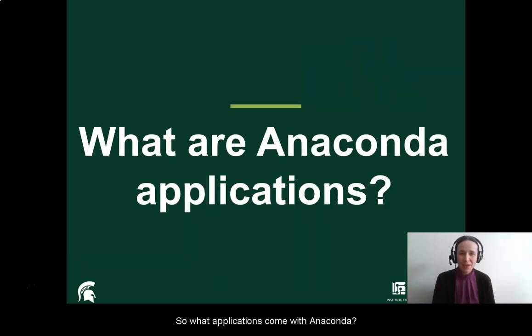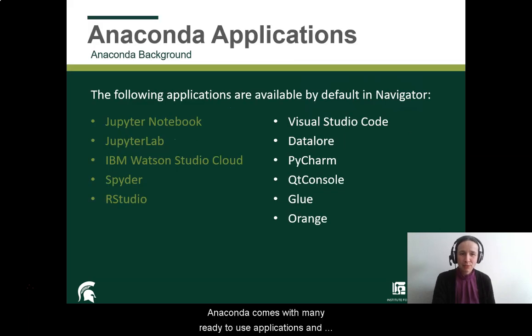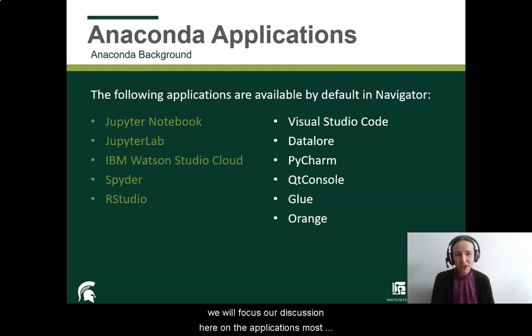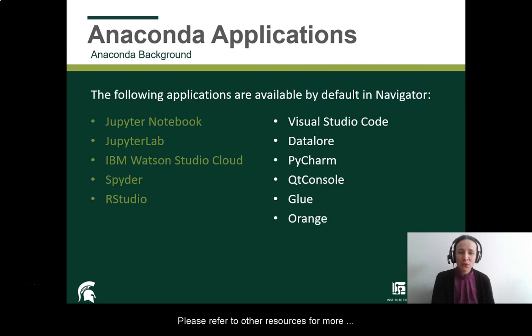So what applications come with Anaconda? Anaconda comes with many ready-to-use applications, and new applications are added regularly. Here are the applications readily available in Anaconda version 1.10.0, including Jupyter Notebook, Jupyter Lab, IBM Watson Studio Cloud, Spyder, RStudio, Visual Studio Code, Datalore, PyCharm, Qt Console, Glue, and Orange 3. While all these applications are handy programming tools, we will focus our discussion here on the applications most used by beginner programmers, starting with Jupyter Notebook. Please refer to other resources for more information on the rest of these Anaconda applications.